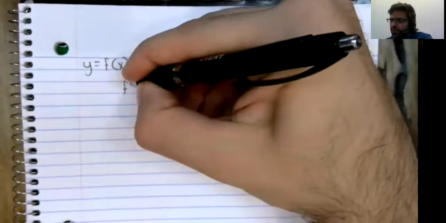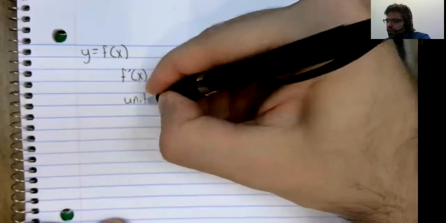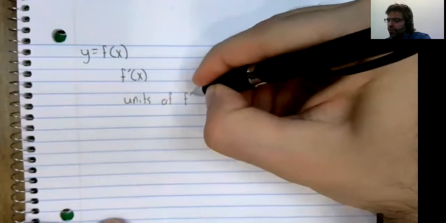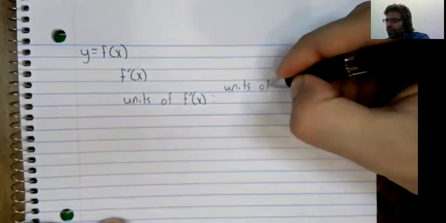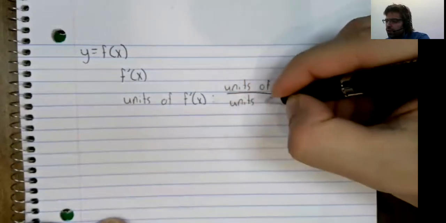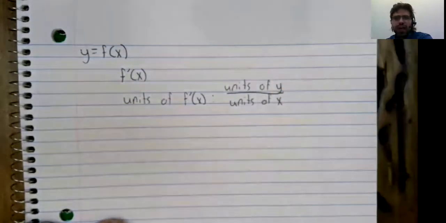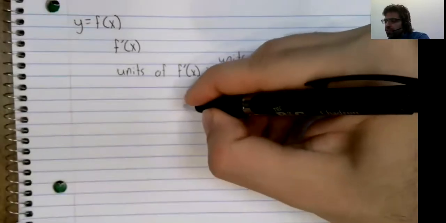So let's say that y is a function of x, and you're taking the derivative like so. Then the units of the derivative are the units of y over the units of x. And this is especially easy to remember if you use Leibniz notation.